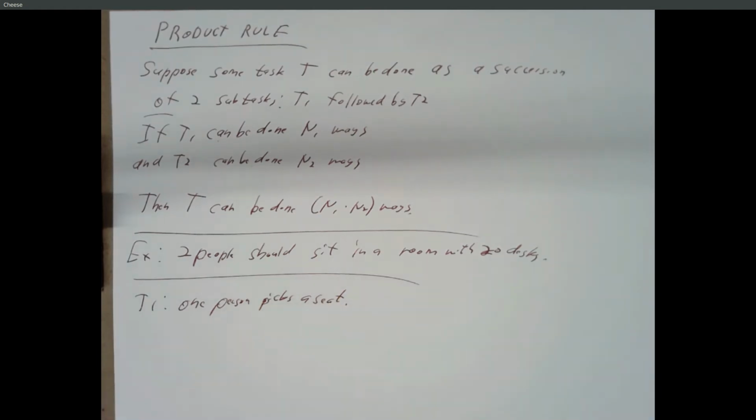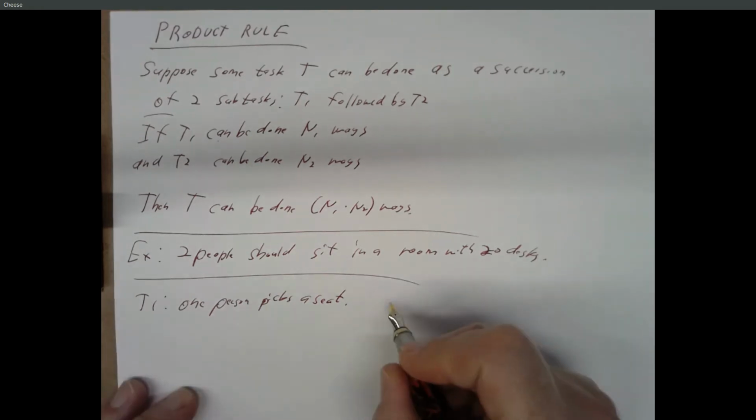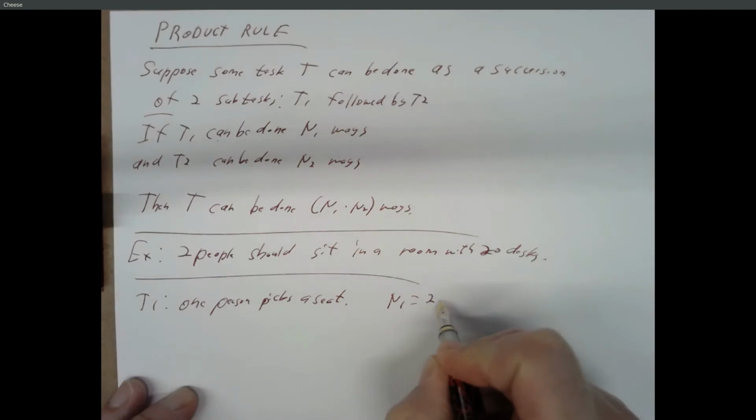So how many ways can task T1 be done? 20. Right? You got an empty room with 20 seats, and you pick someone and you say, hey, go in there and pick a seat and sit down in it, please. There's only 20 possible outcomes of that. And they can sit in the 1st seat, the 2nd seat, the 20th seat, right? So the number of ways T1 can be accomplished is 20.